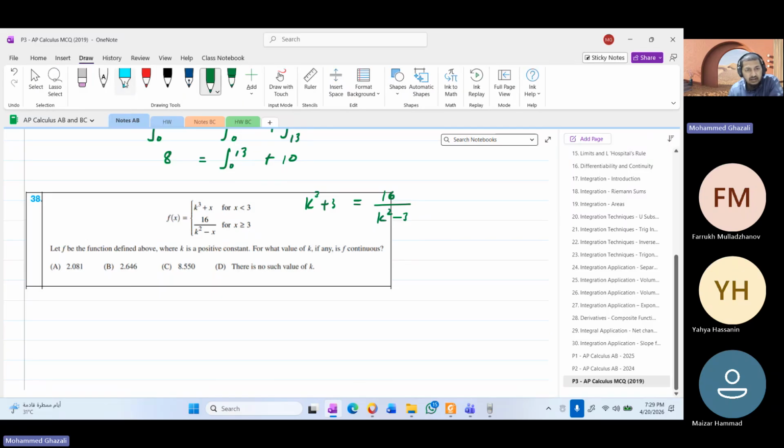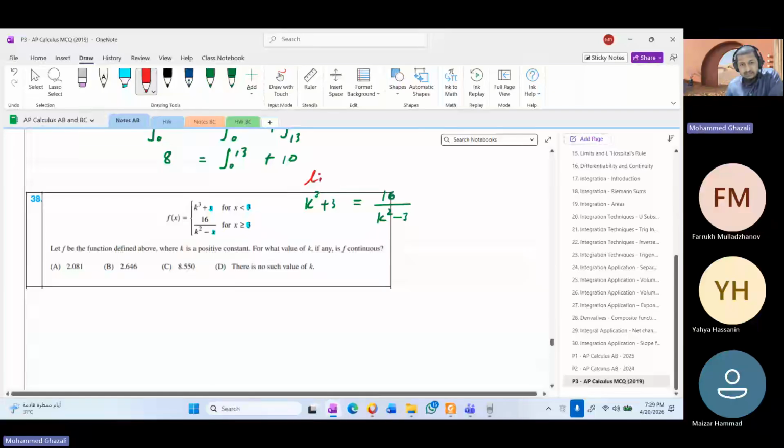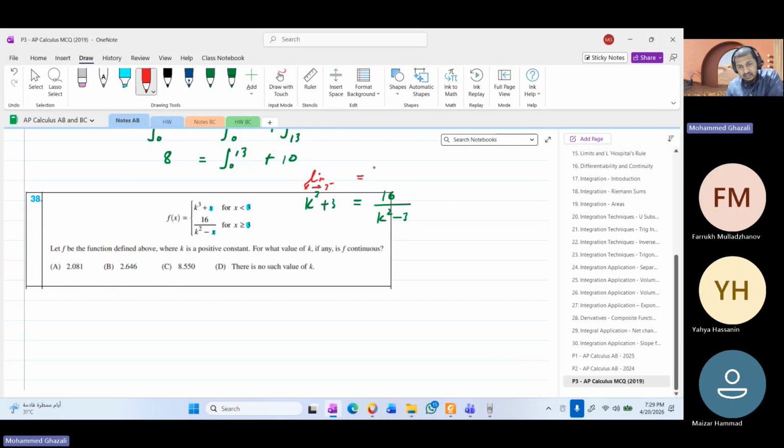So what have I done? I took the value of 3 and substituted into x, took the value of 3 and substituted into x, because limit from the left must be equal to limit from the right. Limit as x approaches 3 from the left must be equal to limit as x approaches 3 from the right for continuity, okay? Which is equal to basically f of 3. Makes sense? So you can just solve this equation and press shift solve on your calculator.